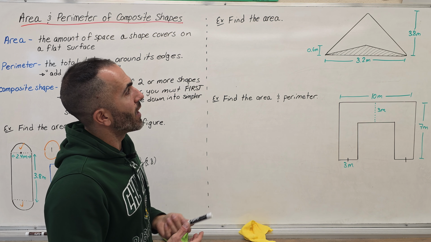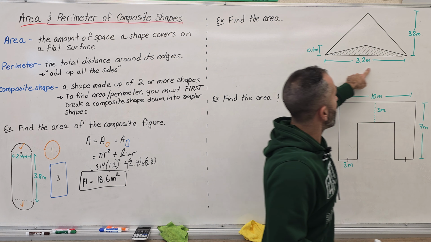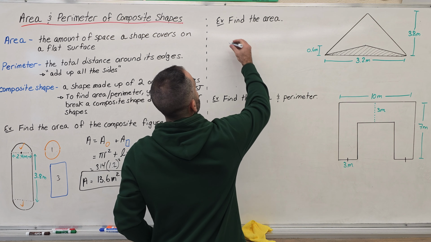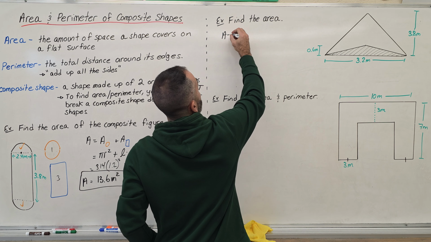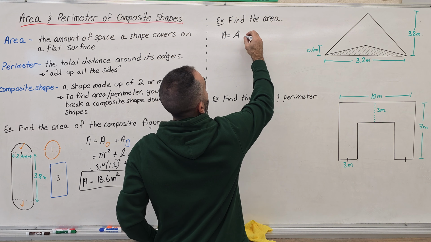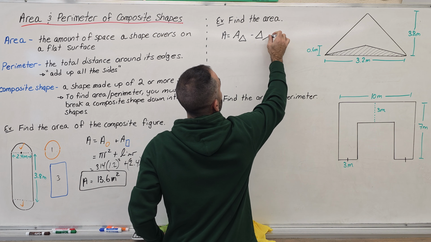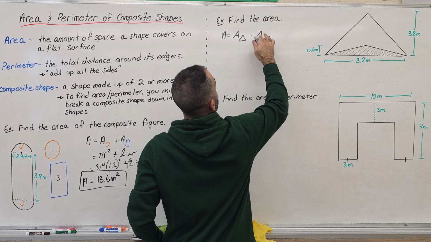So I got to look at these triangles, and I can find the area of the whole triangle, right? I have the height and I have the base. Okay, well, that's easy. I can say the area is going to be the area of the full triangle minus the area of this triangle. Sorry, that's supposed to be an A.